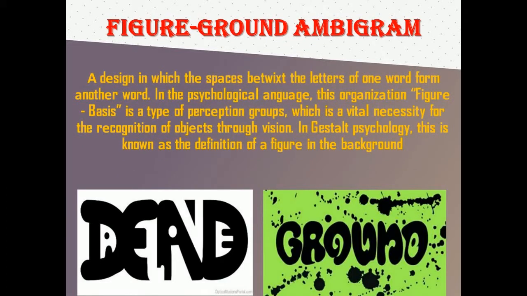Figure-ground ambigrams also attract our attention. A figure-ground ambigram is a design in which the spaces between the letters of one word form another word. In psychological language, this organization, figure-ground, is a type of perceptual grouping, which is a vital necessity for the recognition of objects through vision. In Gestalt psychology, this is known as the definition of a figure in the background.